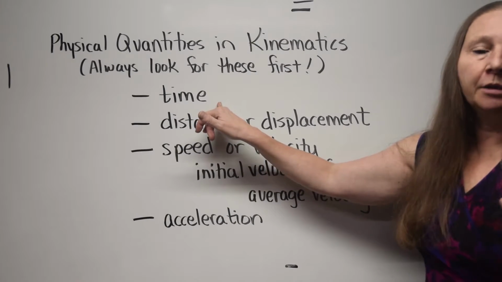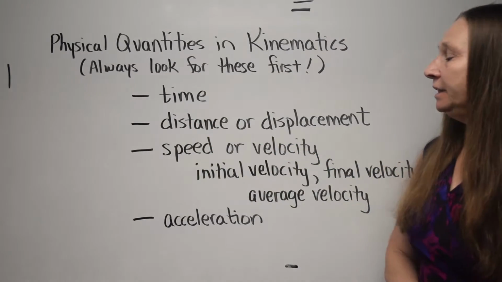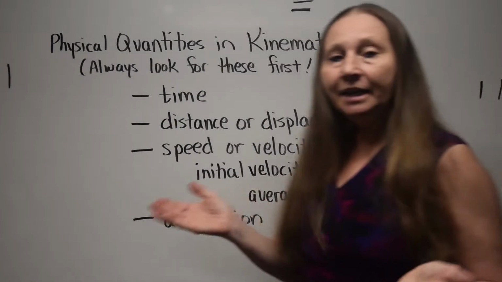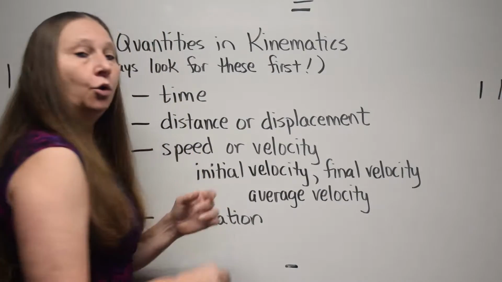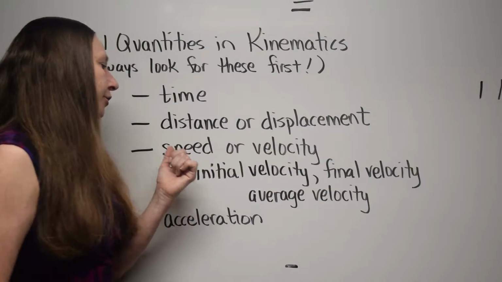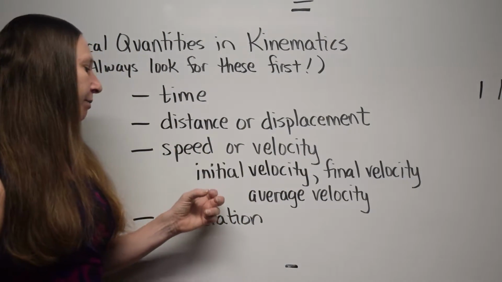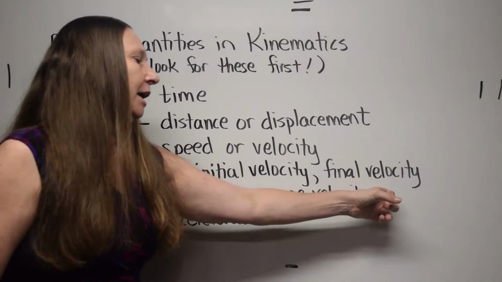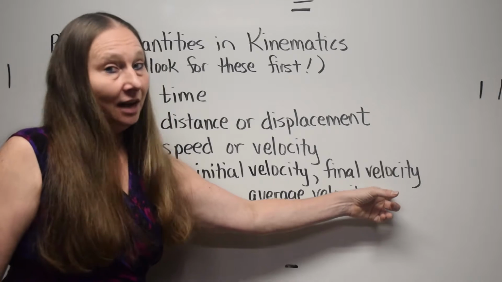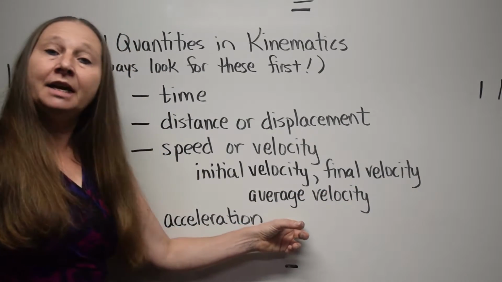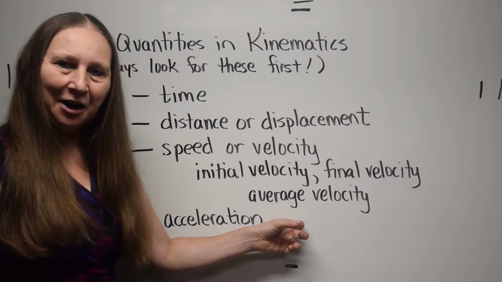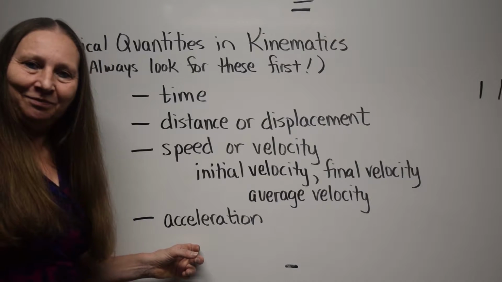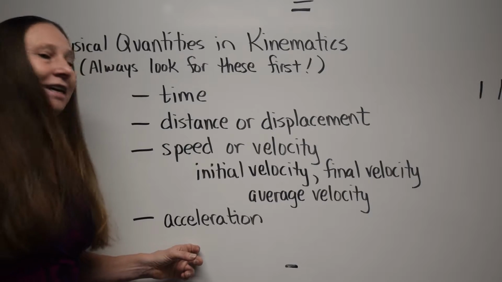Did they give you an amount of time? Did they give you a distance or a displacement? Did they give you a speed or a velocity? Now, if you're given a speed or a velocity, it might be the initial velocity, the velocity at the beginning. It might be a final velocity, the velocity at the end, or it might be an average velocity. You have to read carefully. The other thing that you might be given in a kinematics problem is an acceleration.